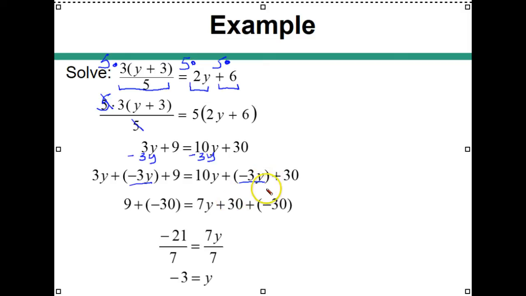Now to get rid of the 30, I'm going to subtract 30. And I'm subtracting 30 from this side. And that's what they're showing here. So now we end up with this cancels out, and we get 7y. We do our addition of unlike sign numbers and get a negative 21. Now we're going to divide by the numerical coefficient of y, which is 7. These cancel out. We are left with a y, and this is negative 3.